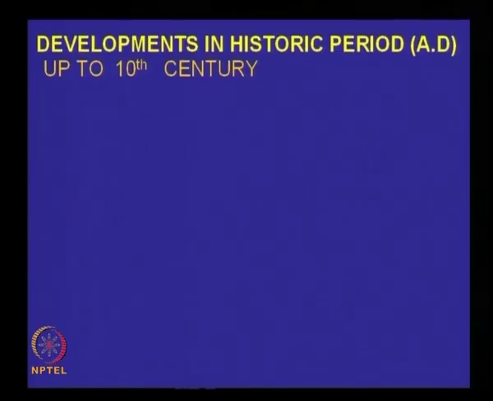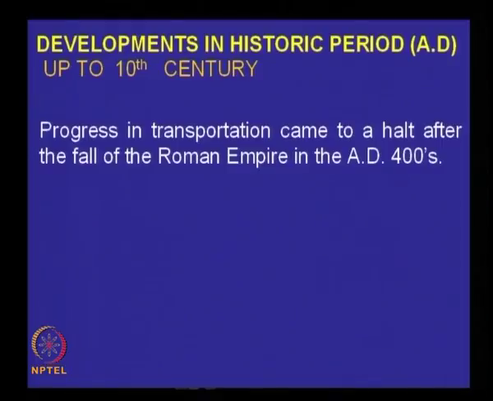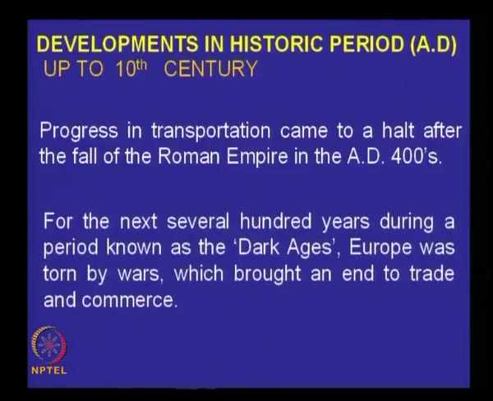Then let us look into the developments in the historic period AD up to the 10th century. Of course, progress in transportation came to a halt after the fall of the Roman Empire in the AD 400s. For the next several hundred years, during a period known as the Dark Ages, Europe was torn by wars which brought an end to trade and commerce. The result of wars is an end to or decrease in trade and commerce, which again results in decreased transportation activity.